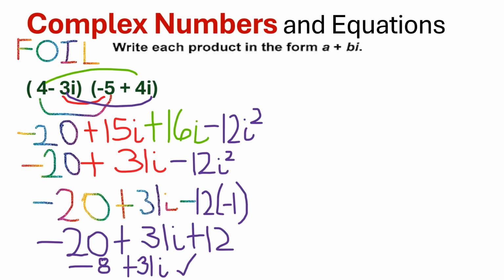Then we move on to write these in the product form, but here's the problem. They confuse you here because they say a plus bi, but guess what? You're foiling, and when you foil, you multiply.